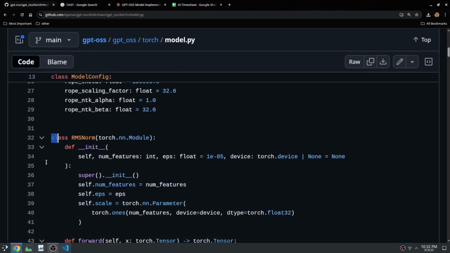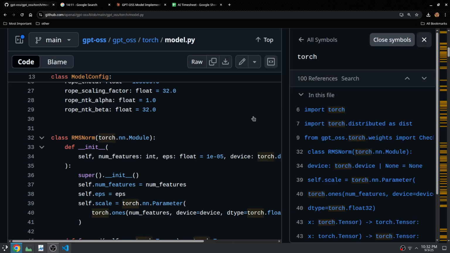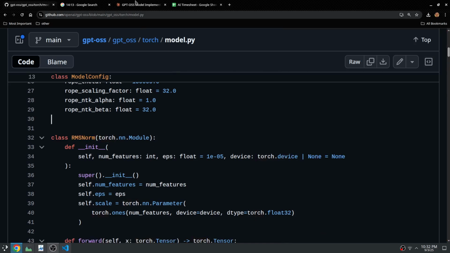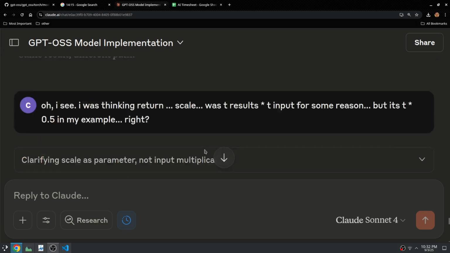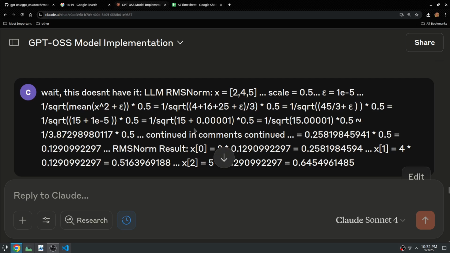I'm going to teach something about GPT-OSS, which was recently released by OpenAI. The part that I'm going to show here is the RMS norm, or the root mean squared normalization. I went through it in detail, and I did it in Claude, like ChatGPT kind of. And here is what I showed.